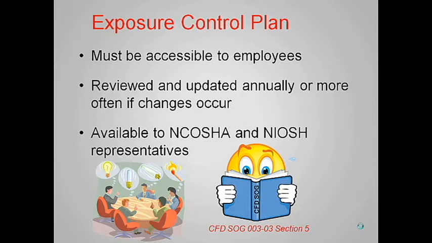The concept behind the ECP is that it must be accessible to employees. Along with that, it has to be reviewed and updated annually or more often if changes occur. All of our policies are reviewed annually, but even if there's no change, we have to note in the revision section, revised on XYZ date, no changes. This is one of those things that the North Carolina Department of Labor will look at in the event, God forbid, somebody gets exposed. They want to see the plan and when it was last updated. It also must be available to North Carolina OSHA or NIOSH representatives.